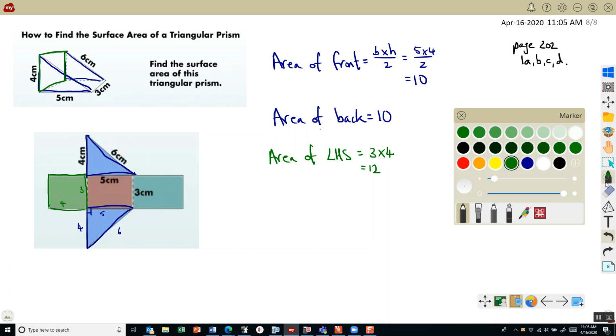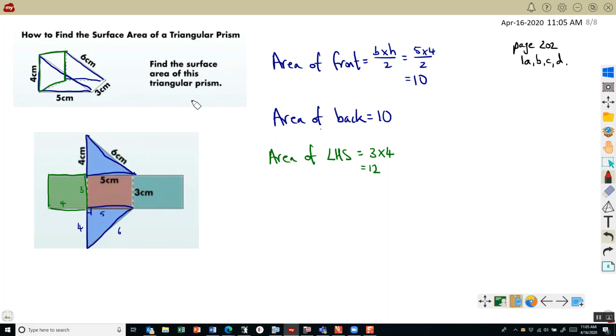All right, what about, let's do the base next. I'm going to go to red. So here is the base. And the base is hopefully straightforward enough because I can easily see the measurements on here. It's 5 and 3. It's also a rectangle. So it's just 5 times 3, which is 15. Okay, so I've done the left-hand side, base, front and back. I now need to do the right-hand side.